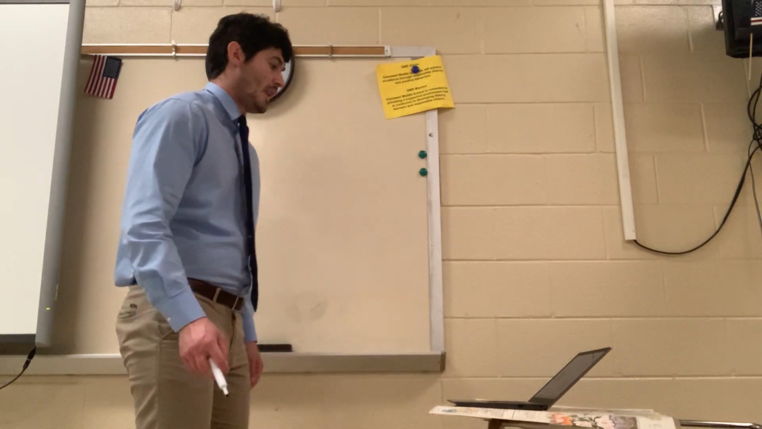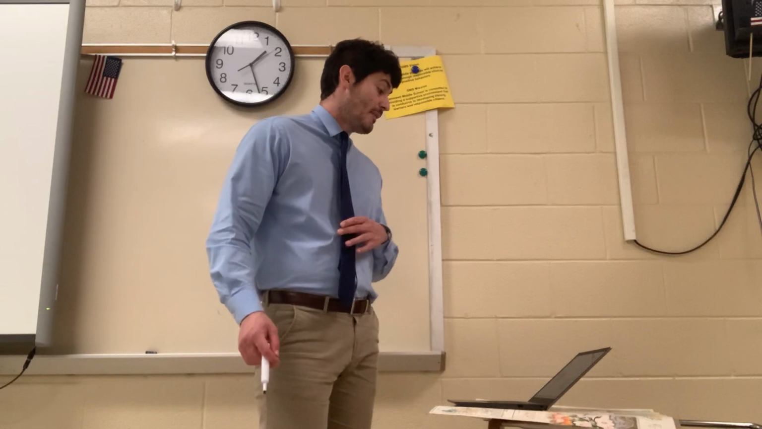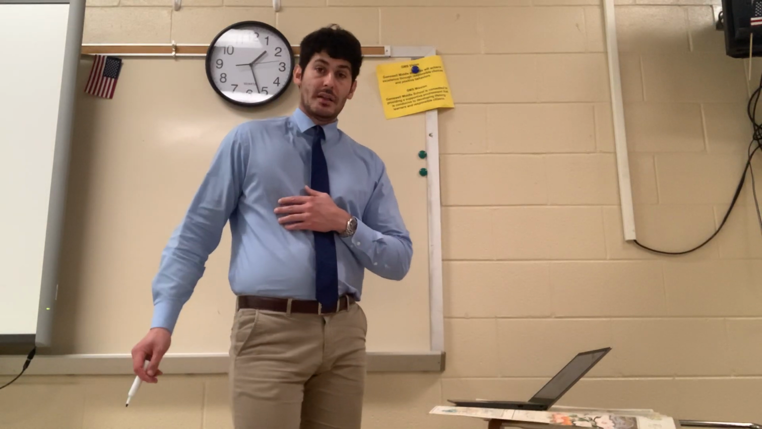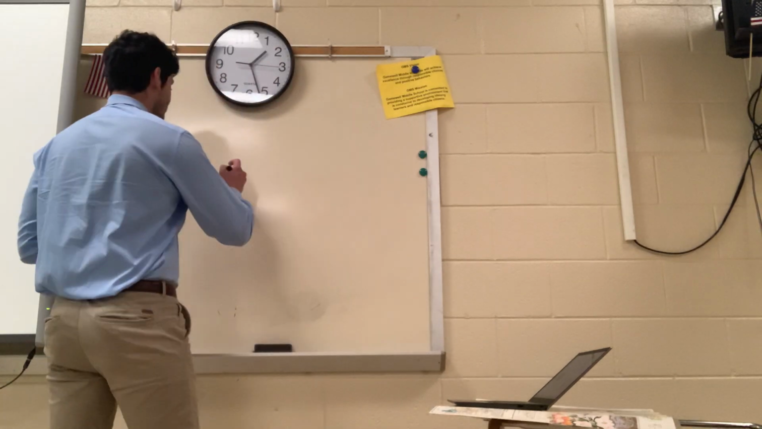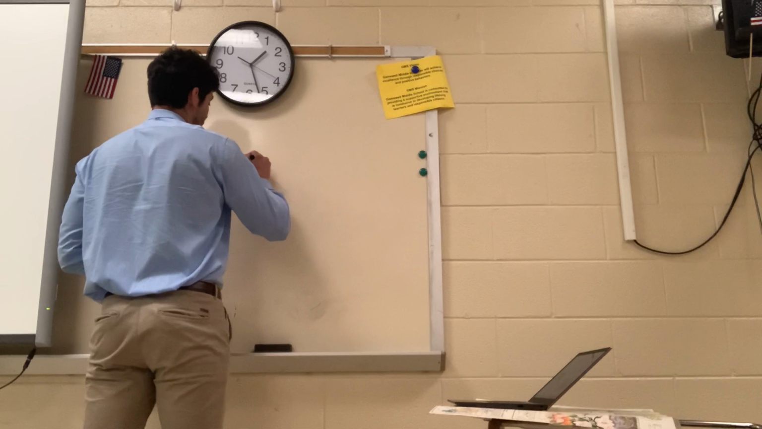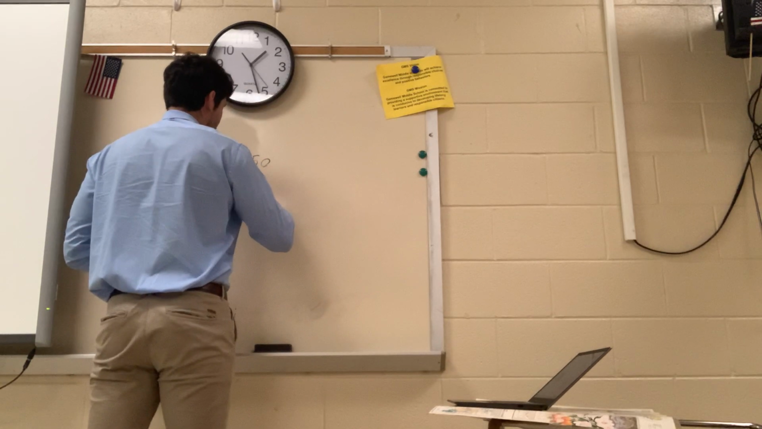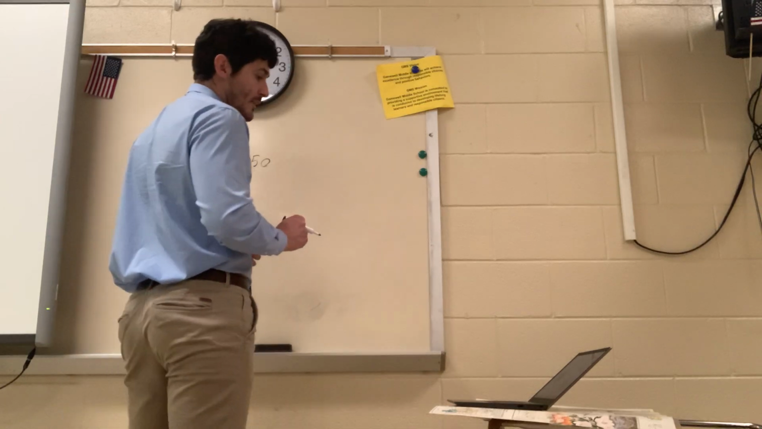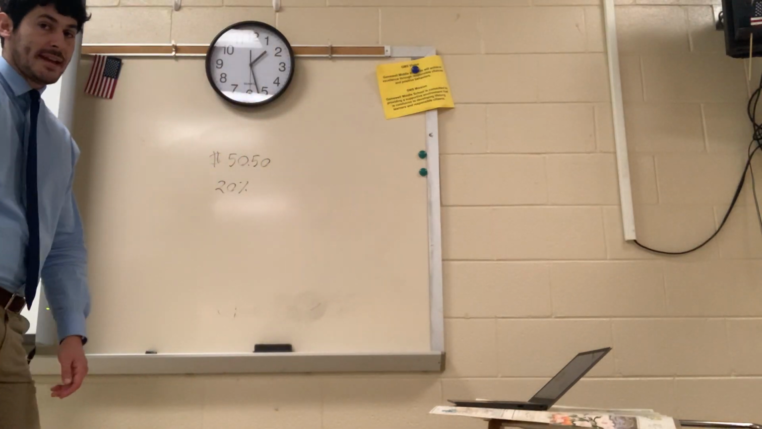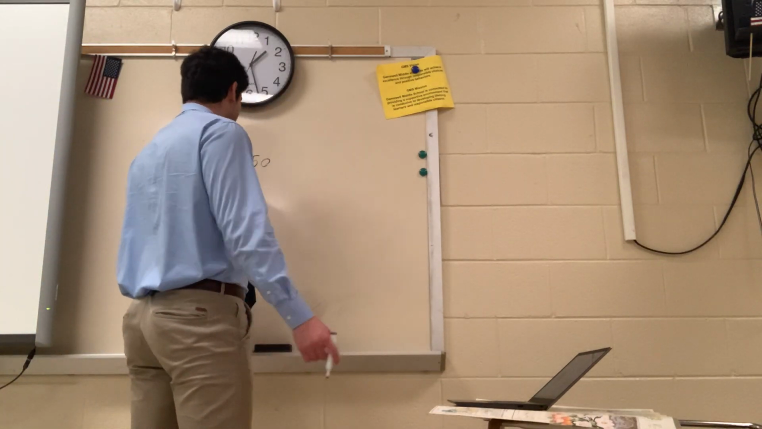If Tim had lunch at $50.50 and he gave 20% tip, how much did he spend? So we know that he spent a total of $50.50 and he wants to tip 20% of that number, right? So I need to know what is 20% of $50.50. I'm gonna set it up as a proportion.